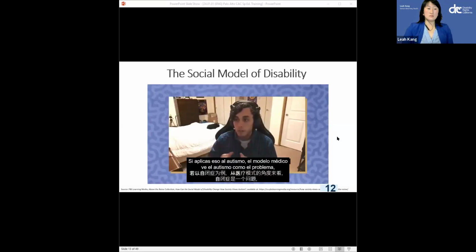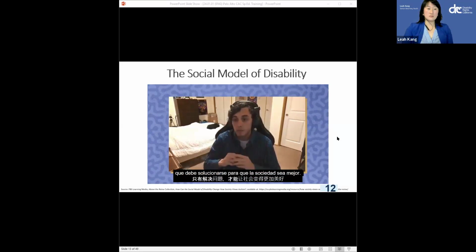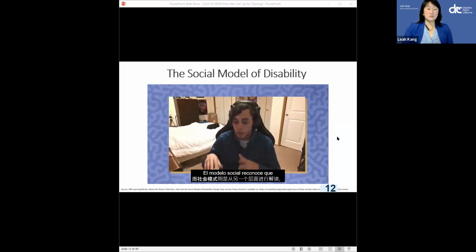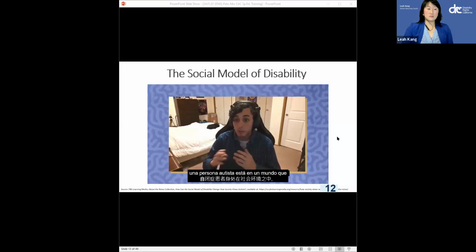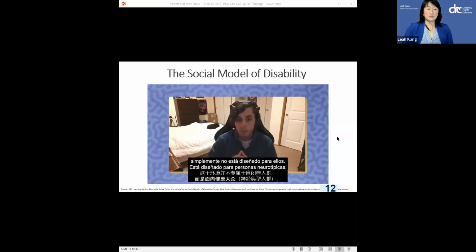If you apply that to autism, the medical model sees autism as the problem, that it needs to be fixed for society to be better. The social model recognizes that the autistic person is in a world that just isn't designed for them. It's designed for neurotypical people.